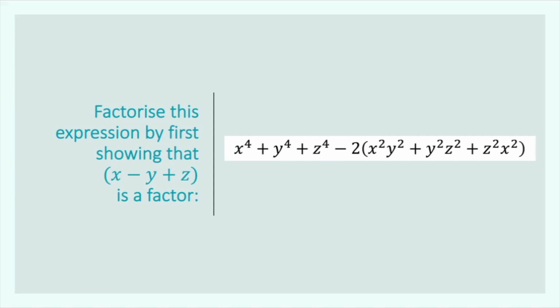Let's crack straight into the problem. We've got a pretty messy expression here involving x to the 4, y to the 4, and z to the 4 terms, and we're needing to factorize it. We're first showing that x minus y plus z is a factor, because that is a big clue for the overall factorization of this expression.